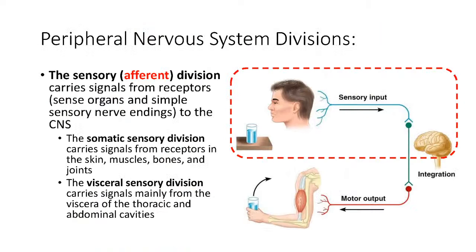All right, so the sensory or afferent division of the nervous system carries signals from receptors, again, the sense organs and simple sensory nerve endings, to the central nervous system. We have sense organs such as the eyes, which are highly complex structures. We also have some simple sensory nerve endings, such as pain and itch receptors embedded in the epidermis of the skin.